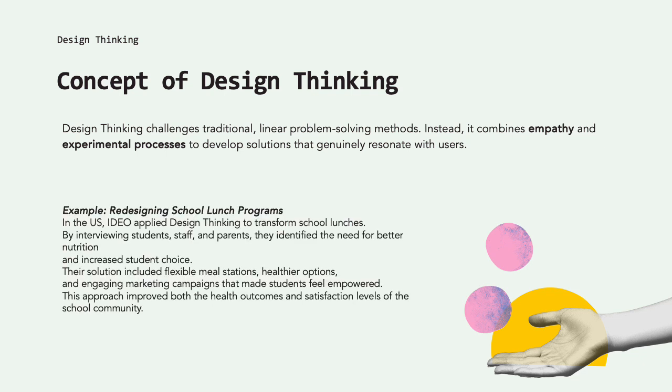For example, redesigning school lunch programs. In the US, Ideate applied design thinking to transform school lunches. By interviewing students, staff, and parents, they identified the need for better nutrition and increased student choice. Their solution included flexible meal stations, healthier options, and engaging marketing campaigns that made students feel empowered. This approach improved both the health outcomes and the satisfaction levels of the school community. This is a wonderful example that we can incorporate.